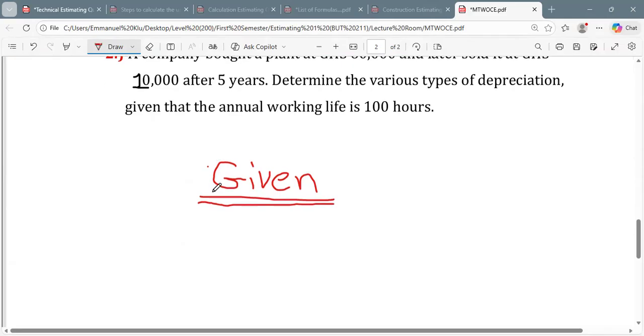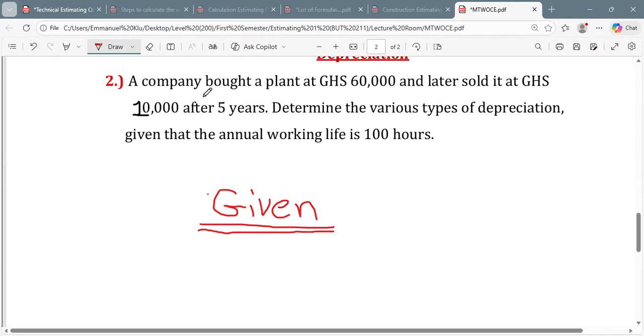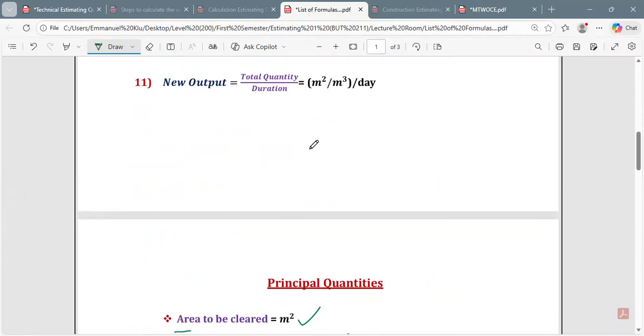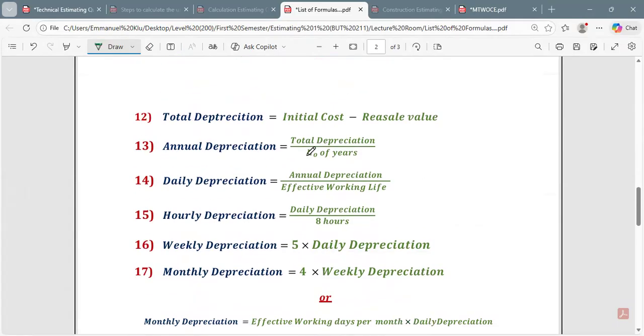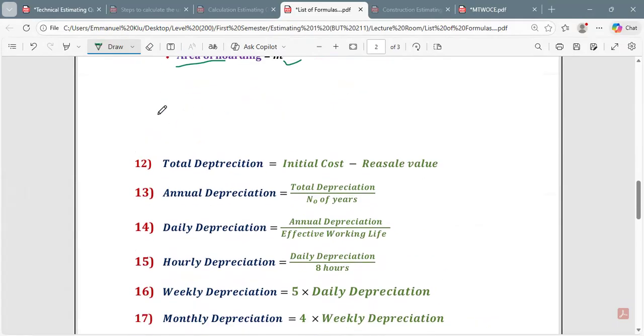So this is our given. A company bought a plant at 60,000 and later sold it at 10,000 after 5 years. Determine the various types of depreciation given that the annual working life is 100 years. Good. Look at this. These are the various types of depreciation we have. In some cases, if they don't say types, they will say forms. So let me say types or forms of depreciation.